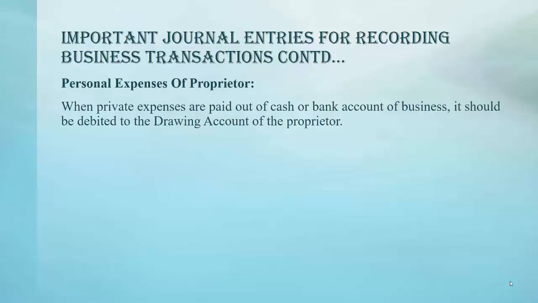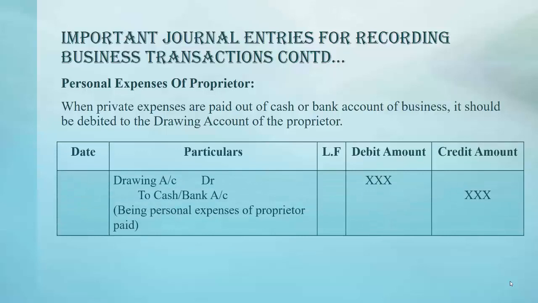In this case, the journal entry to record this transaction is drawing account debit to cash or bank account, and after that we have to put the narration, that is, being personal expenses of proprietor paid.